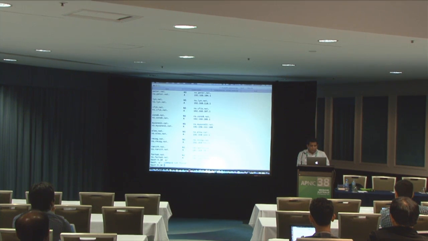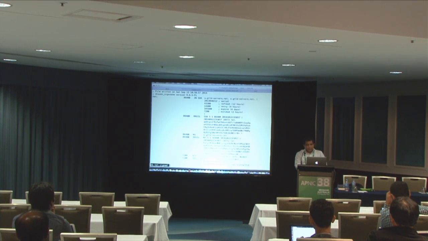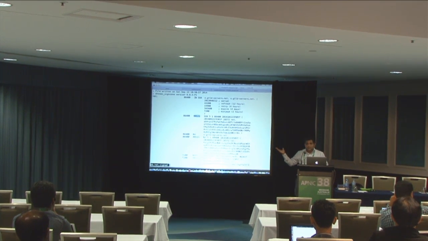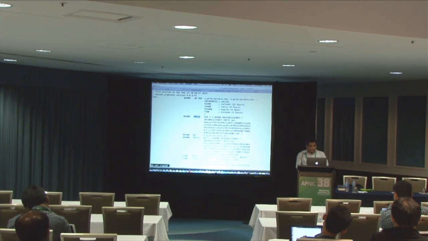Whereas after signing, if you see my db.net signed, this file will be created, and it has all these signatures because it has gone through the signing process. So you can see the RRSIG, you can see all those NSEC records, remember we talked about those things, right? So obviously this file has grown much bigger than my normal file.